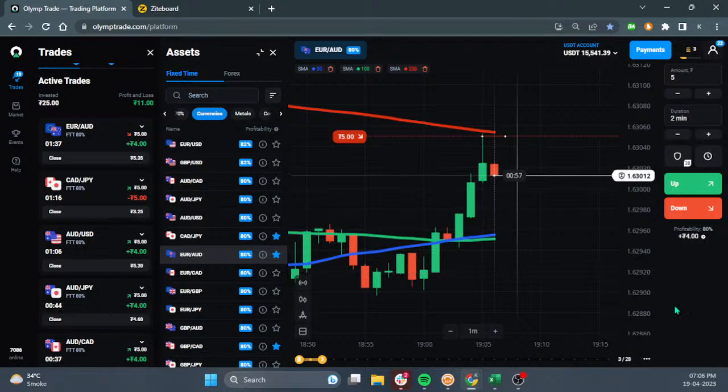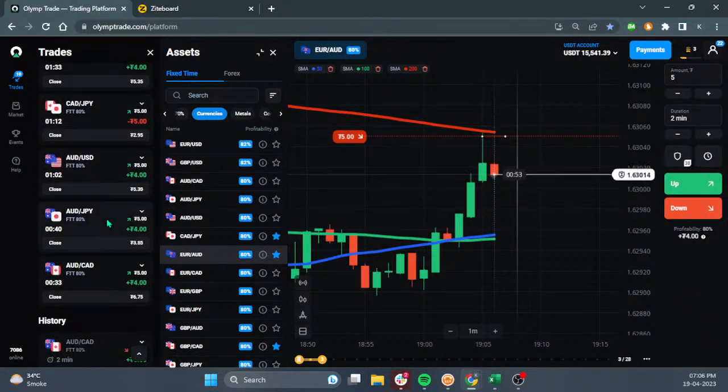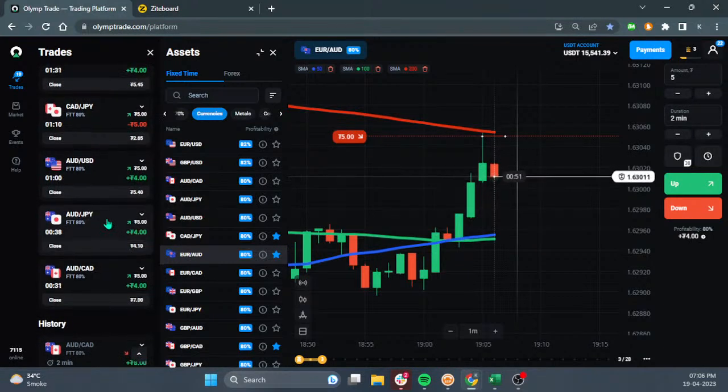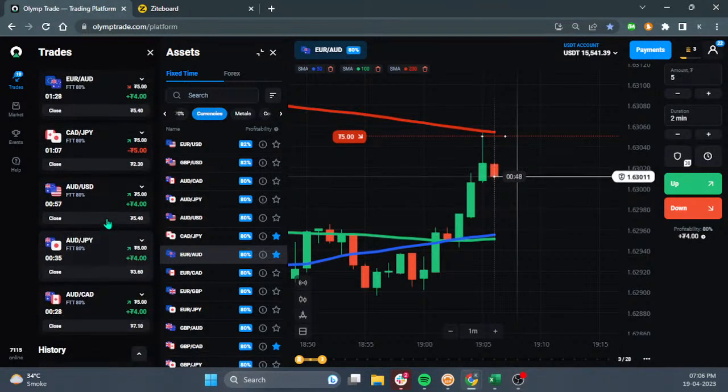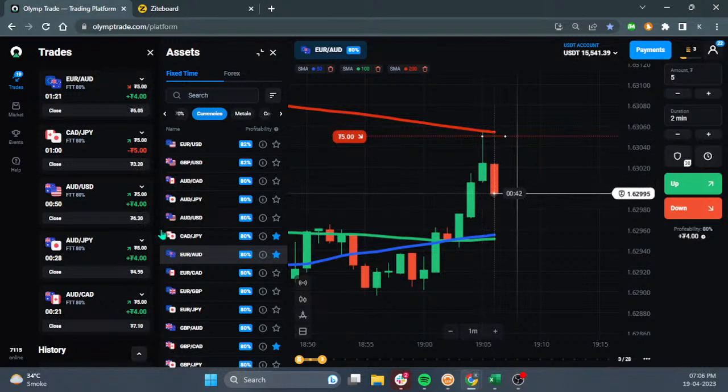At the moment, I have 5 active trades. Let's see how these are performing. Based on that, I will see what to do later on. I hope it's clear, because this trade was going upward. It came near SMA 200 and I opened a reverse trade. That's it, as simple as that.